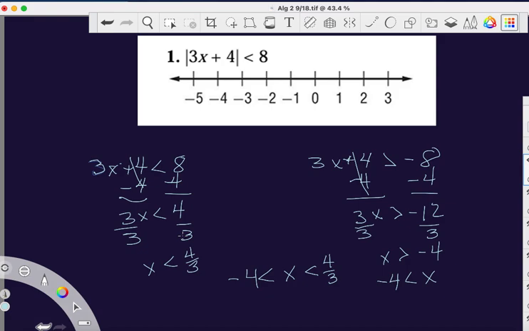Are we almost there? Well, let's see if this is true. Want to see if this is true? So if we could put in a 1 here, right? Is 1 greater than -4? Or is -4 less than 1? -4 is less than 1. Is 1 less than 4/3? Is 1 less than 1 1/3? Yeah. Wait, 4/3 is 1 1/3, right? So 1 is less than 4/3, yes? Yes. So this solution set is true.